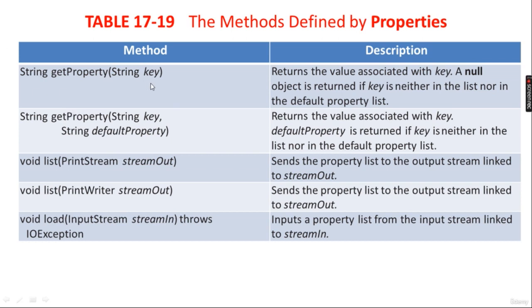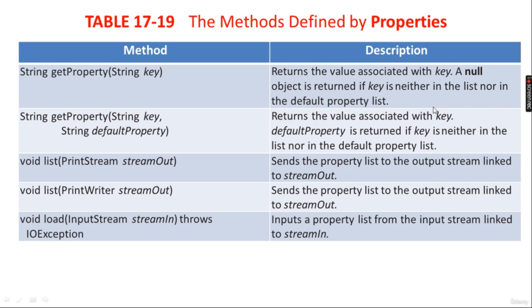String getProperty(String key) returns the value associated with the key. A null object is returned if the key is neither in the list nor in the default property list. String getProperty(String key, String defaultProperty) returns the value associated with the key. The default property is returned if the key is neither in the list nor in the default property list. Void list(PrintStream streamOut) sends the property list to the output stream linked to streamOut. Void list(PrintWriter streamOut) sends the property list to the output stream linked to streamOut.